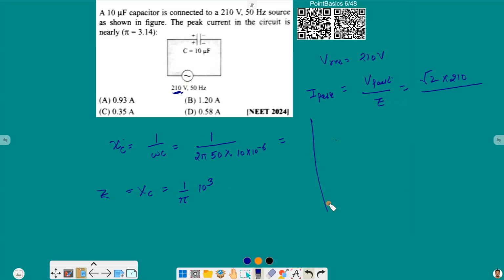And that will be equal to Z because we don't have any other component here. So I peak will be root 2 into 210 divided by Z, that is 10 raised to power 3 by pi. So this will be root 2 into 21 into pi divided by 100. On solving all this, we will get 0.9297, and that closely matches with option A. Now let's move to the next one.